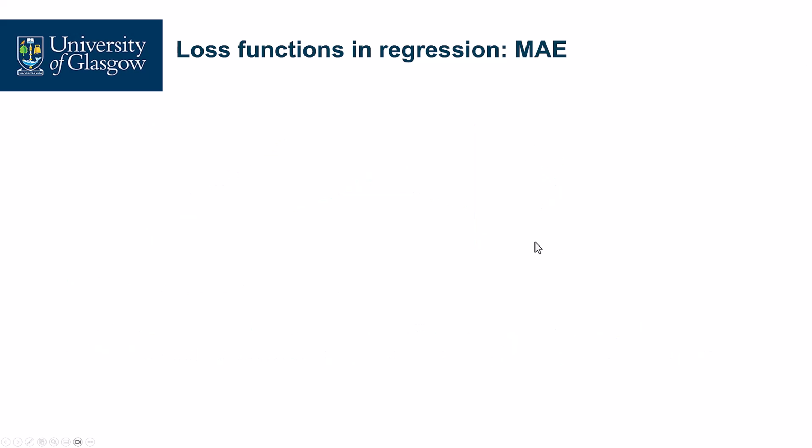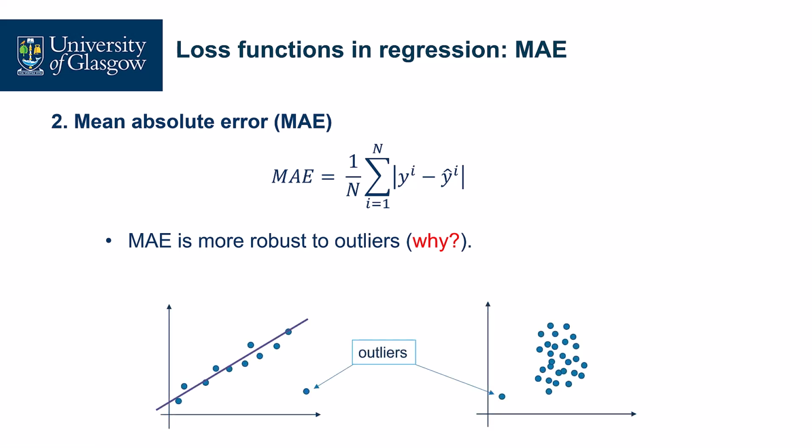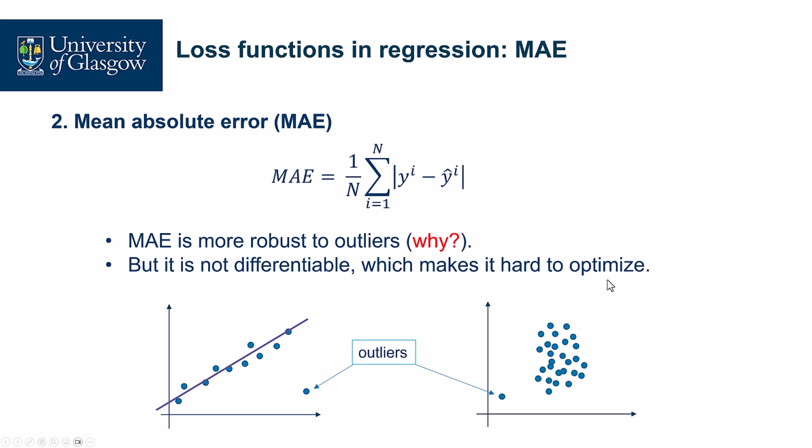Another function is MAE, mean absolute error. This is the formula, right? N is still the size, yi is the actual value, and yi hat is the predicted value. This one is better than MSE considering outliers. The question is why, right? This is for you to think about. Remember there's no square here in mean absolute error, right? However, this one also has its problem: it is not differentiable, which makes it hard to optimize.